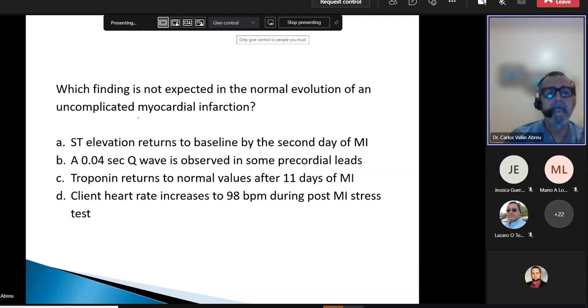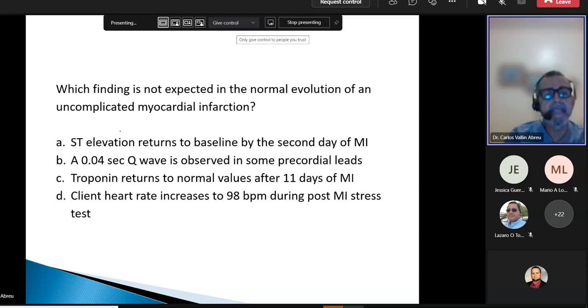What did I do, did I translate this question to Spanish? No. Keeping the language, I reworded the question. I had problems understanding this wording, so I reworded the question. I said, if the myocardial infarction is not complicated, what should I not expect to see? Now I understand what I'm looking for: something not expected in a normal evolution of a non-complicated myocardial infarction. So let's see what is not expected.